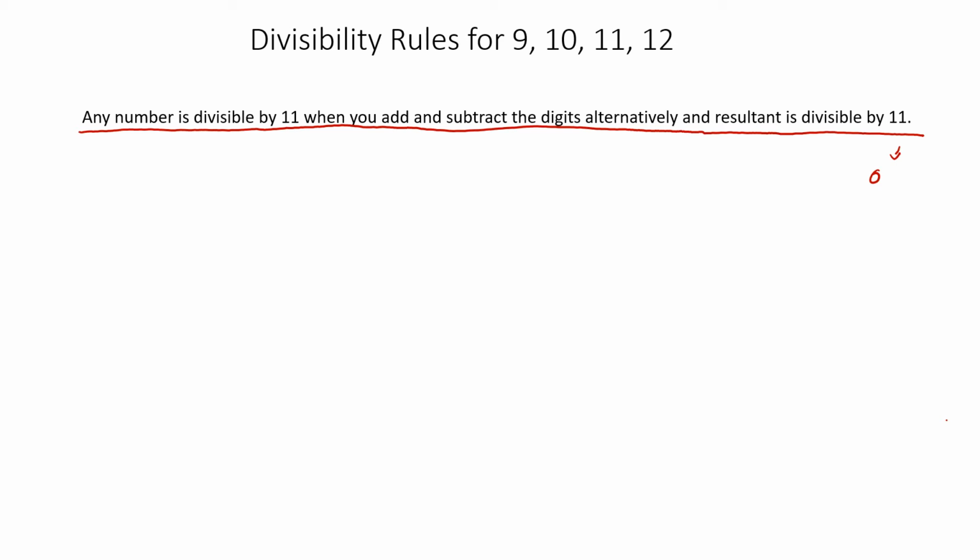Now let's start out with a simple example. 132. Now what this rule simply states is that you add the alternate digits. So in this case it would be 1 plus 2. And then subtract the other alternate digit. So 1 plus 2 minus 3, which is 3 minus 3, giving us 0. Now, when we have a 0 as a result, that means this number is divisible by 11.